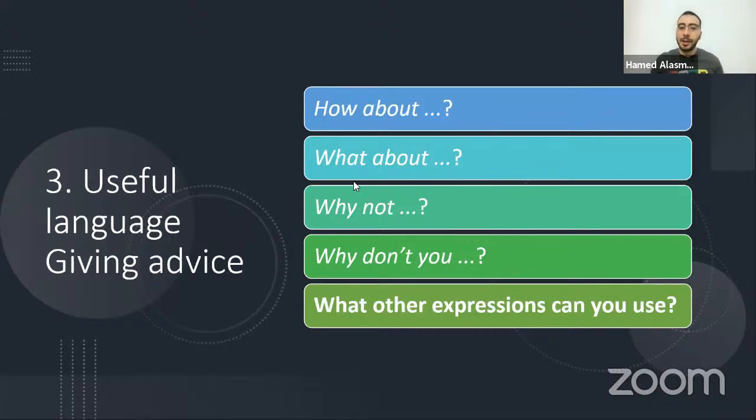Okay, should. Very nice. Any other ideas? I advise you, if I were you, it's better. You must. Okay. Very nice. And what you just did, or what I just did, you can actually do with the students. After you teach these phrases, you can ask students, what other expressions can you use? And then they will start giving you other expressions. Thank you, everyone. Very nice ideas.